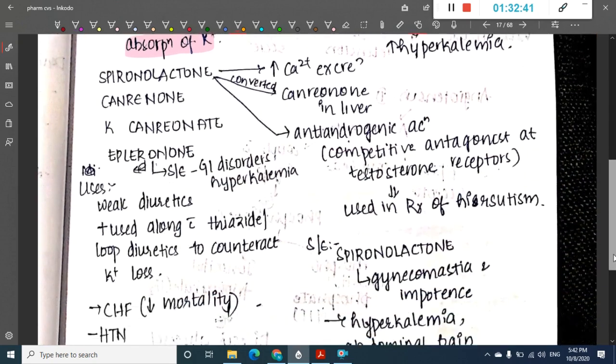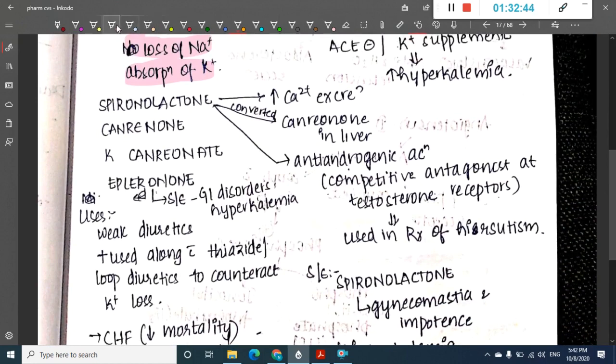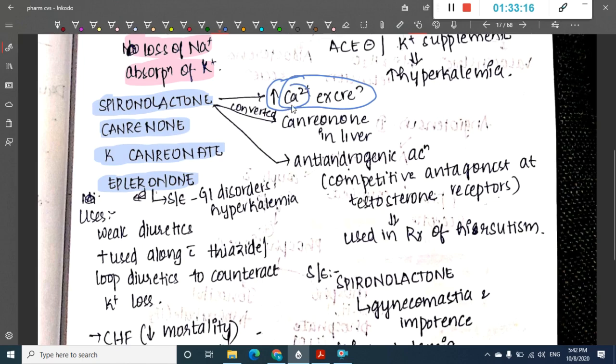Then what are the drugs which are aldosterone antagonists? We have four drugs: spironolactone, canrenone, potassium canrenoate, and eplerenone. Spironolactone increases calcium excretion also, and it gets converted into canrenone in the liver.